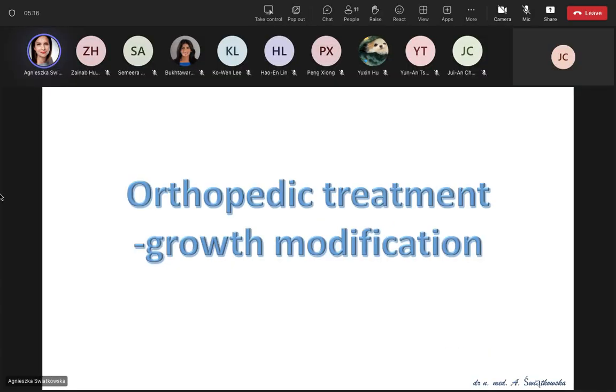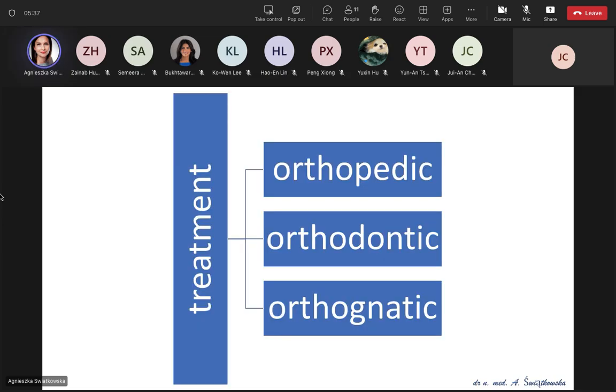About growth modification. If we talk about growth modification, it means that we treat a patient who is still growing. Orthopedic treatment is a method of treatment for the younger patients. If we talk about treatment in orthodontics, we can distinguish orthopedic treatment.